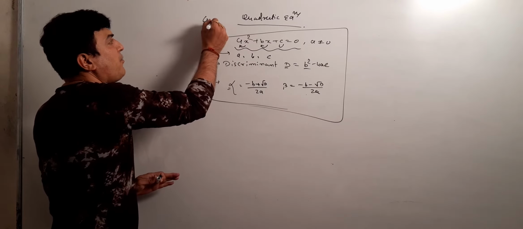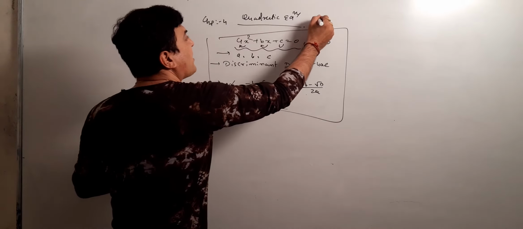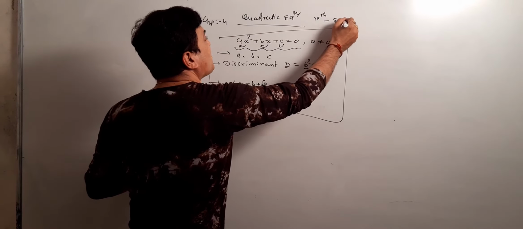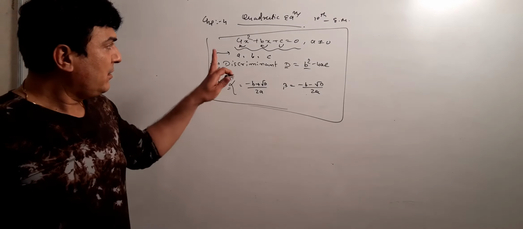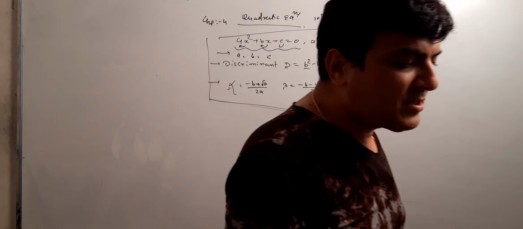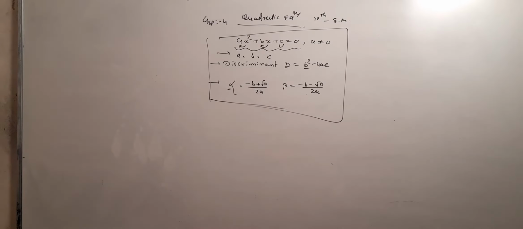This is chapter number 4. This is the 10th standard, and this is the English medium. Okay, ready? Ax square plus bx plus c equals to 0. A does not equal to 0. D equals to b square minus 4ac, and alpha is minus b plus root d upon 2a, and beta is minus b minus root d upon 2a. The D value is b square minus 4ac, and we have to find the D with the help of this formula.